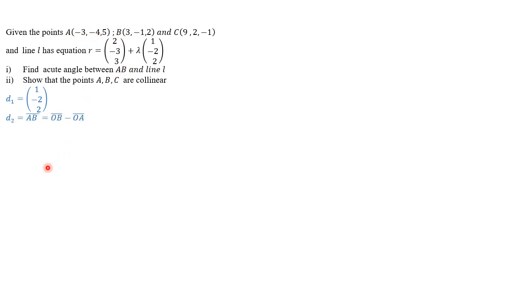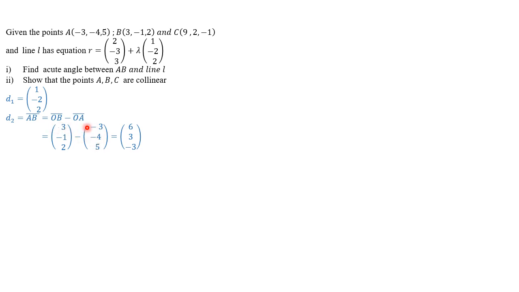Alright, so we just find AB. This is direction 2. So AB is equal to OB minus OA. So moving from point A to point B is just B minus A here. Alright, so now we know that our OB is (3, -1, 2) and OA is (-3, 4, 5) here.